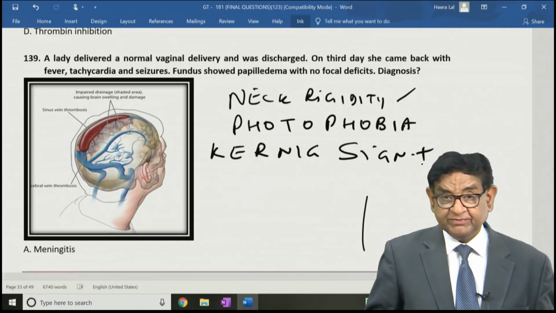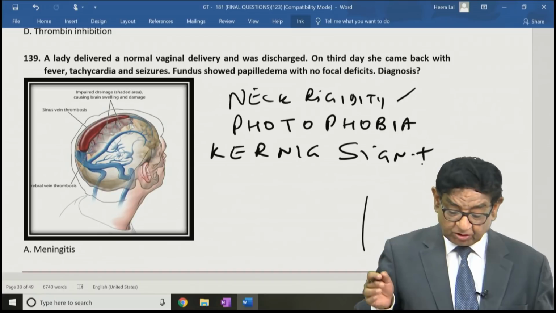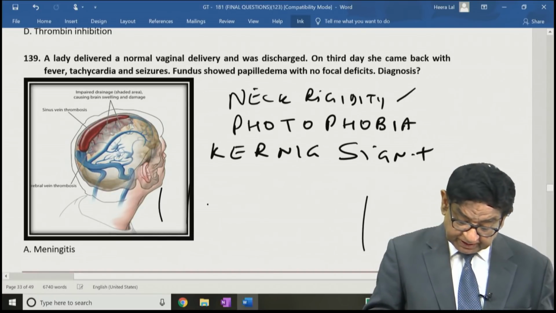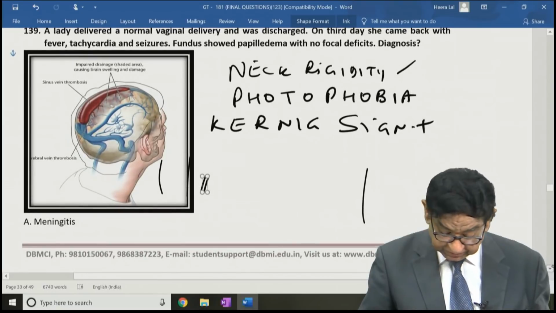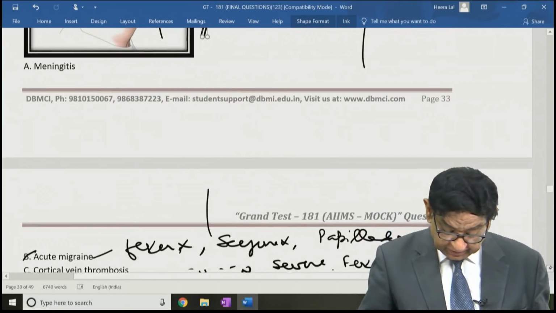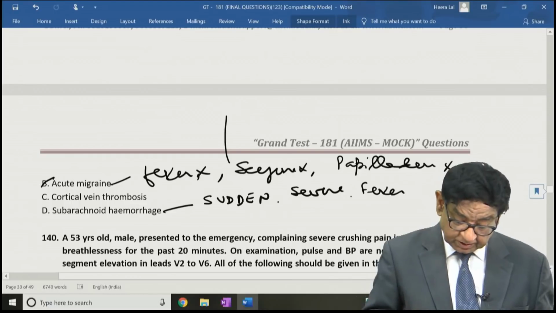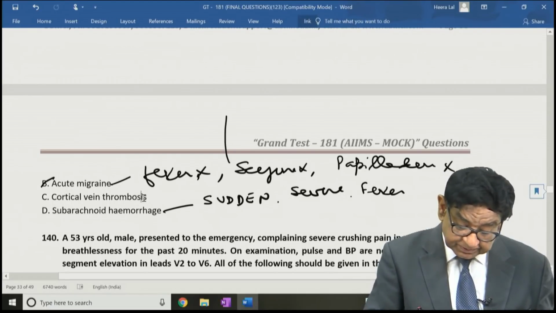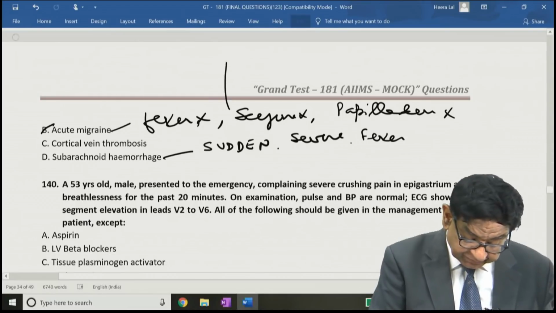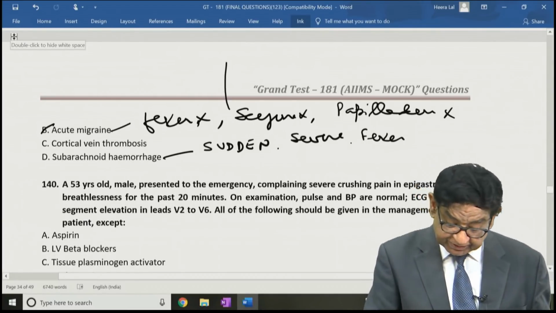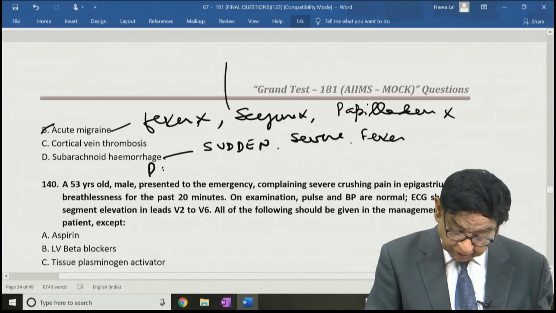Then the final thing, which is a very common problem, is cortical vein thrombosis or deep vein thrombosis, a possibility in this case. Okay? Well, cortical vein thrombosis can occur in any condition where there is anything which is pro-thrombotic.